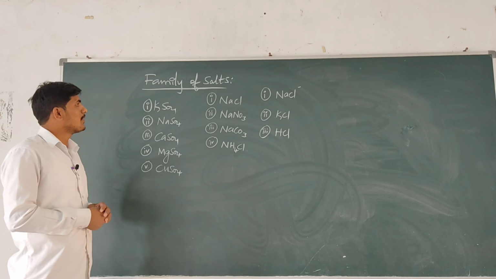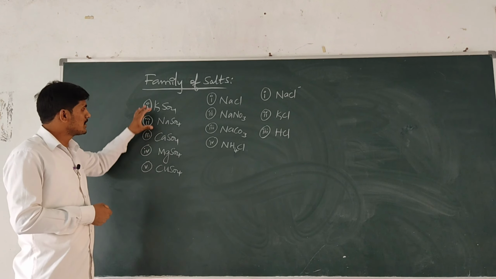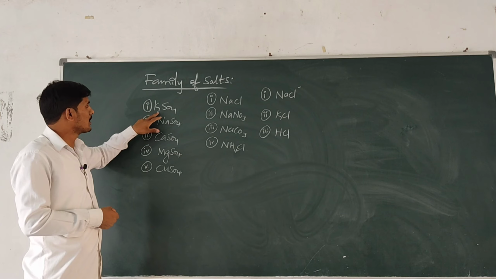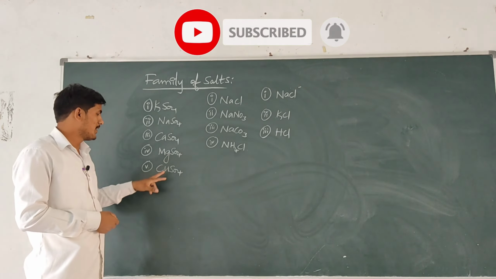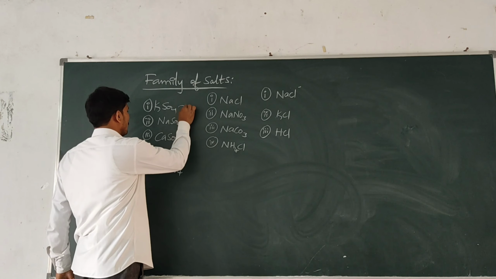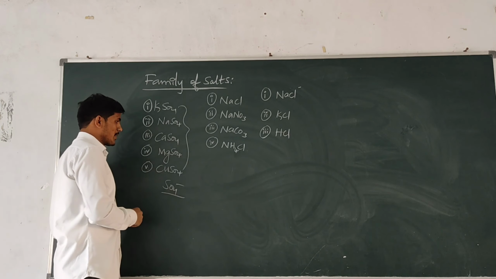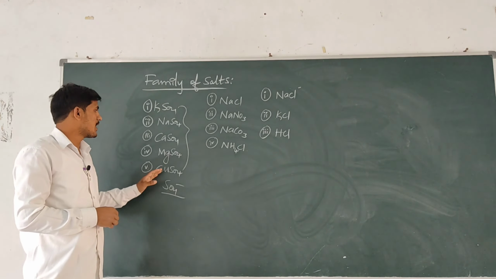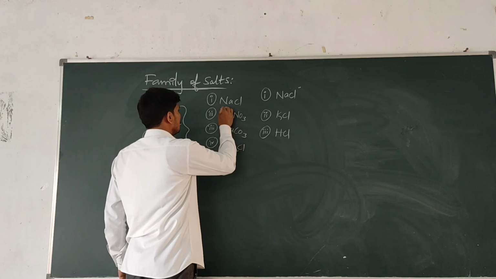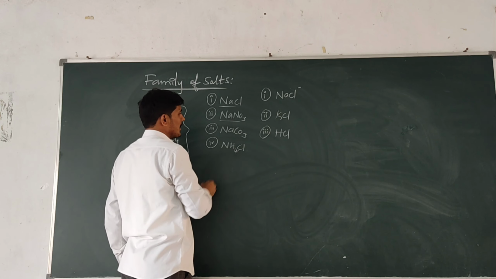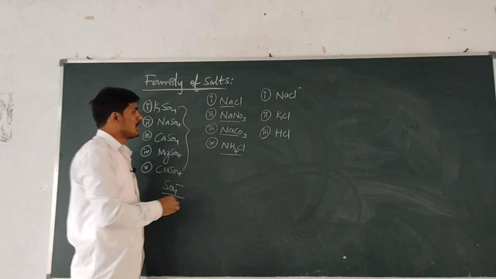Okay, what is meant by family of salts? The following compounds have the same sulfates. For example, take potassium sulfate, sodium sulfate, calcium sulfate, magnesium sulfate, copper sulfate. In these compounds we observe that sulfate ions must be present. So that's why it is called the sulfate family. See the second one: sodium chloride, sodium nitrate, sodium carbonate, ammonium chloride, which commonly have sodium.